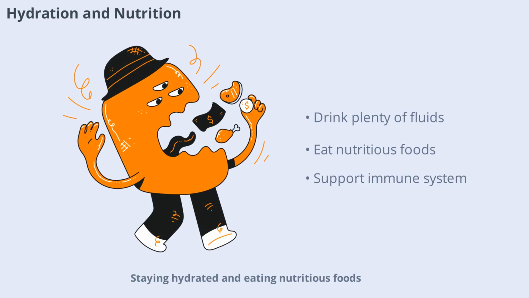Staying hydrated and eating nutritious foods support your immune system during illness. Drink water, clear broths, or herbal teas to replace fluids lost from fever or sweating. Choose easy-to-digest foods like fruits, vegetables, and whole grains. Good nutrition helps your body recover faster.